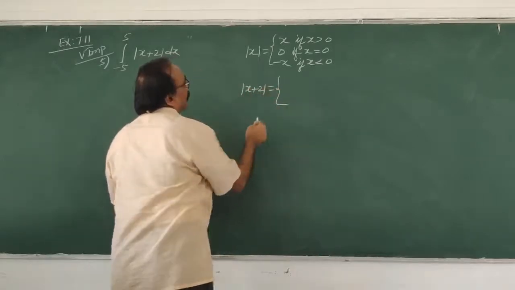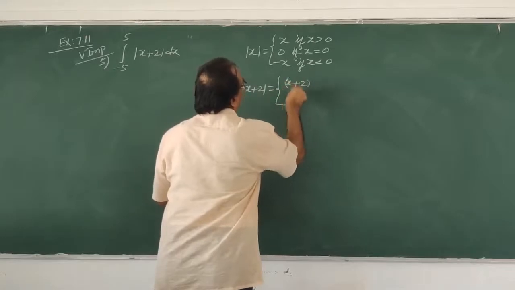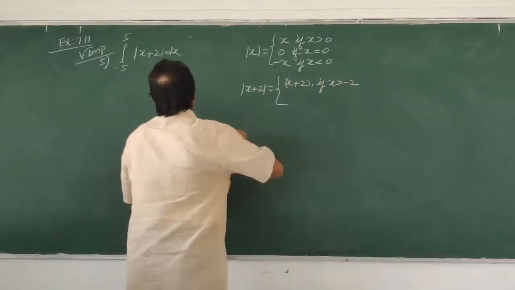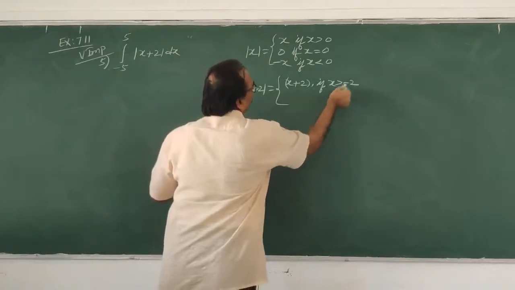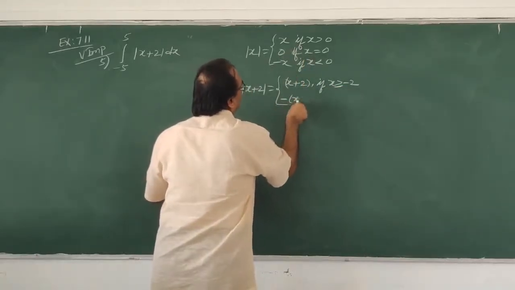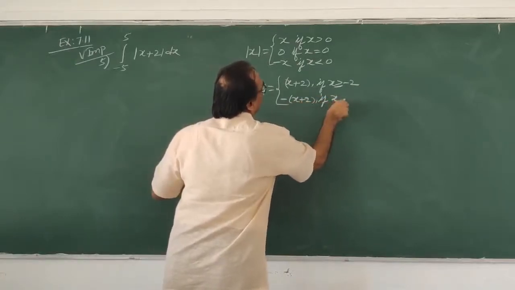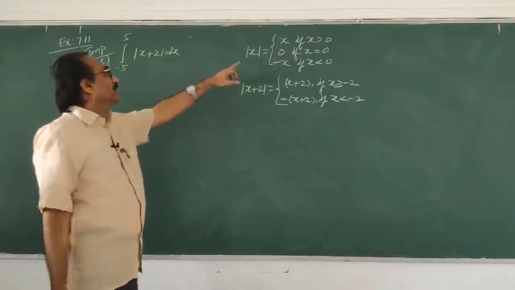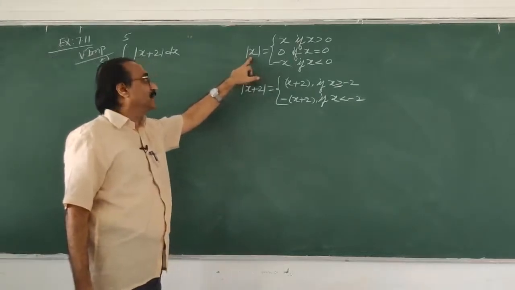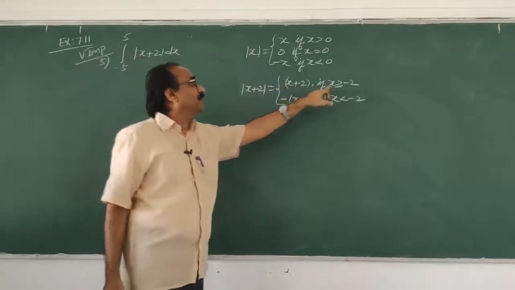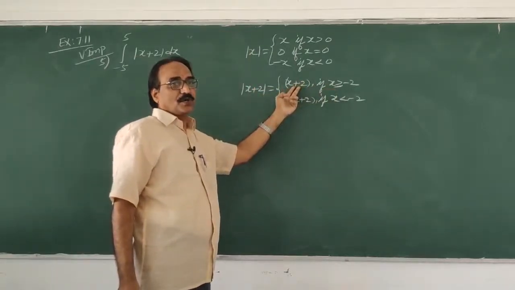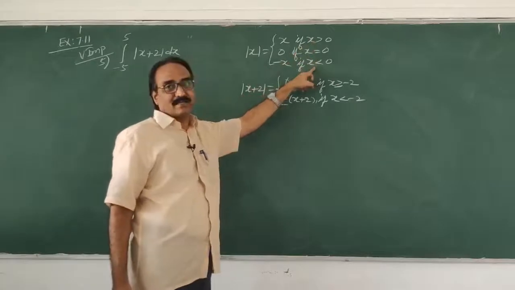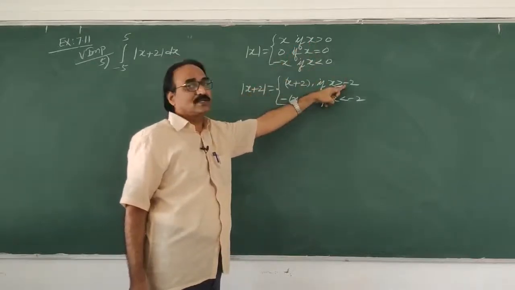So what will happen now? Mod of x plus 2 will become positive x plus 2, if x is greater than minus 2, or equal to, both you write here. Next, minus of x plus 2 if x is less than minus 2. That is the concept. Sir, whatever is given, I followed here because this is the modulus concept you said. Wherever x is, x plus 2 is there. So here how to write, sir? You make x plus 2 equal to 0, so x must be greater than or equal to minus 2, then they will become positive. Less than means negative, like greater than, less than. That's all. Only x you take: greater than minus 2, and only x means less than minus 2.